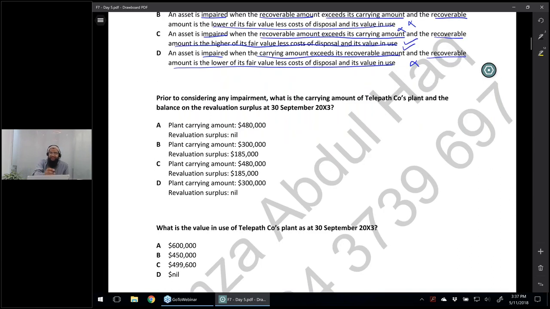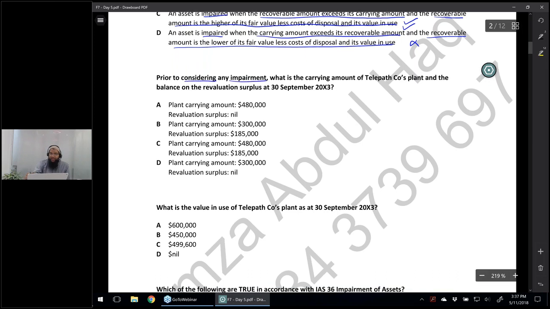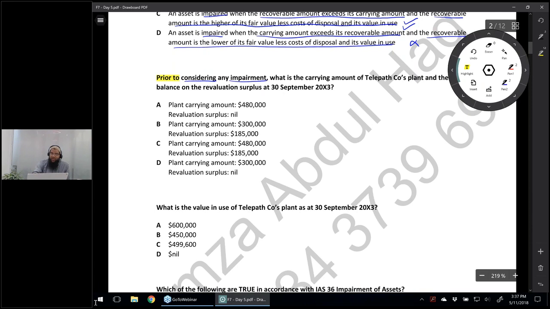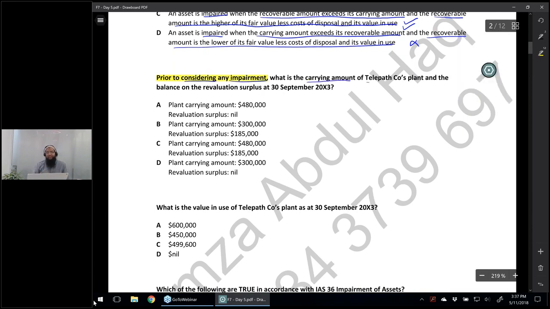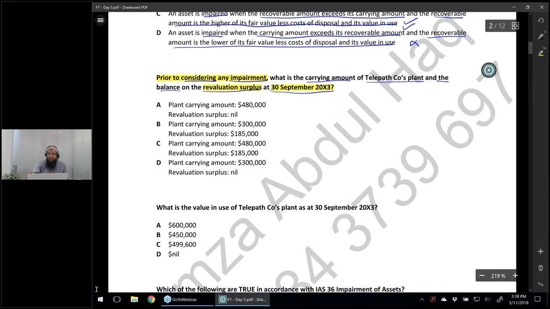Now the question further says, prior to considering any impairment, and this is something very important: what is the carrying amount of Telepath's plant and the balance on revaluation surplus at 30th September 2023? So the question wants us to calculate the value at 30th September 2023 of the revaluation surplus and the carrying amount before any impairment. So let's read the question now.